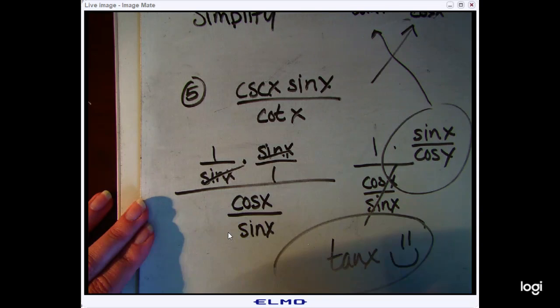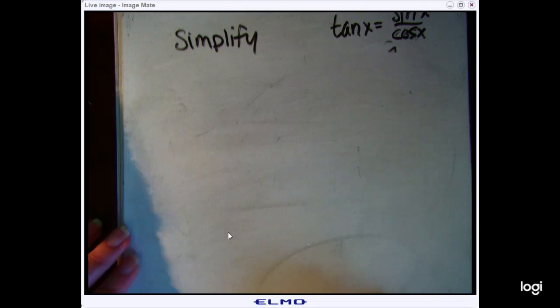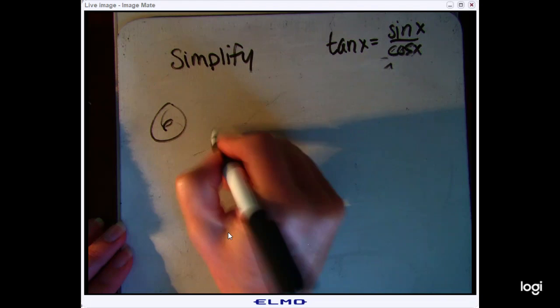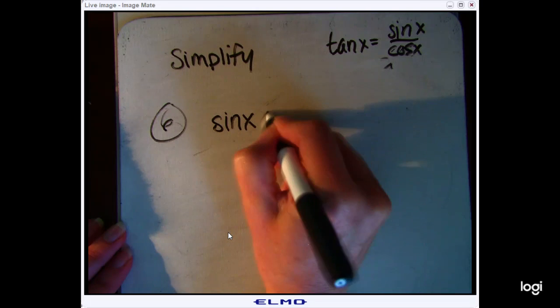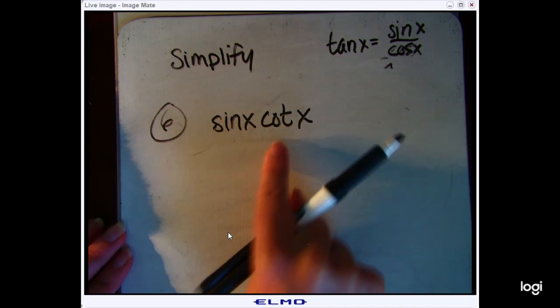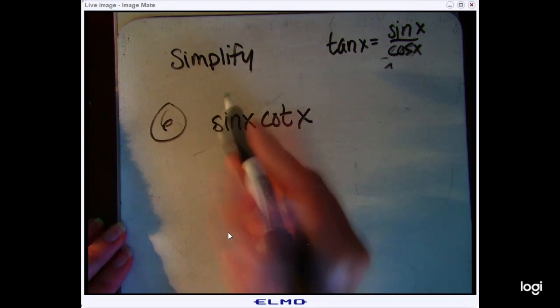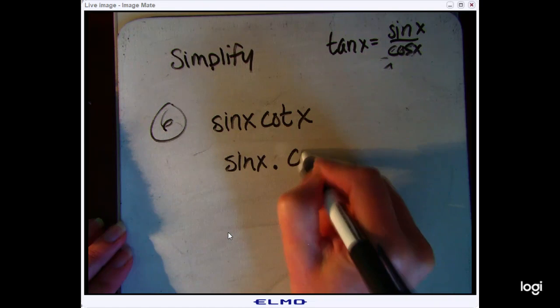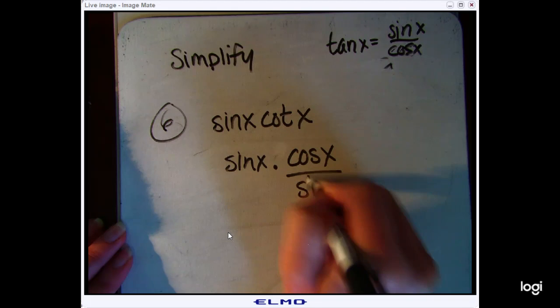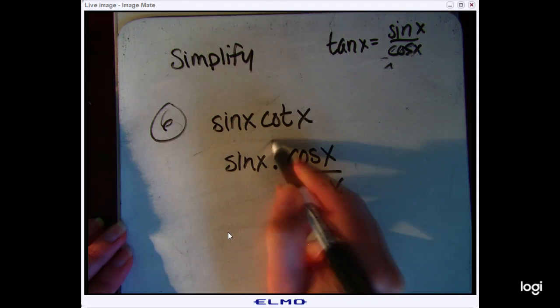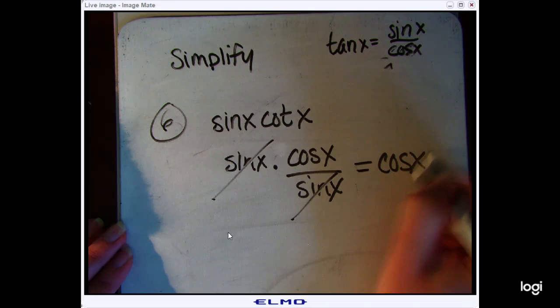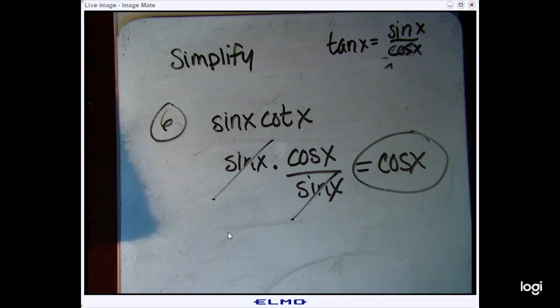Last problem. Simplify. Sine of x, cotangent of x. Cotangent is the inverse, so I can rewrite that as cosine of x over sine of x. Cross cancel, and we are left with cosine of x. Happy day.